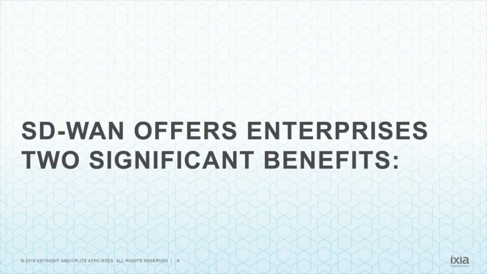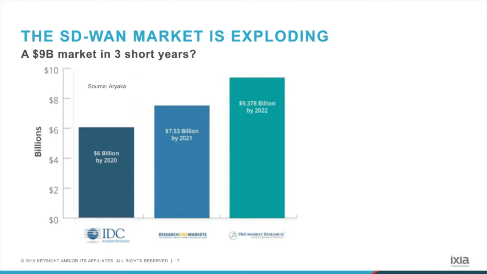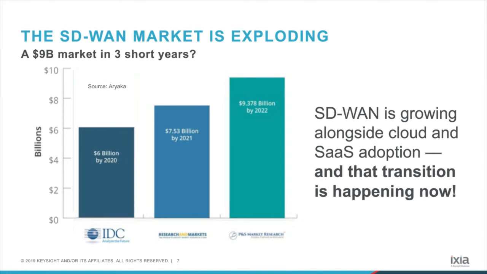But for all its significant benefits, at the end of the day, the real allure of SD-WAN boils down to two key factors: agility and cost savings. Naturally, agility and cost savings offer an incredible incentive to switch, and as this graph shows, companies are doing just that. In fact, by some forecasts, the market will be worth almost $10 billion in just 3 short years. But that's not the only factor driving SD-WAN's rapid rise. Cloud and software as a service adoption are skyrocketing worldwide, and as enterprises increasingly embrace these technologies, SD-WAN will continue to be pursued as a key strategic initiative.